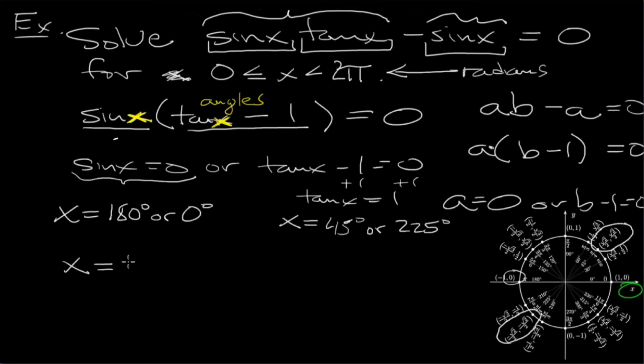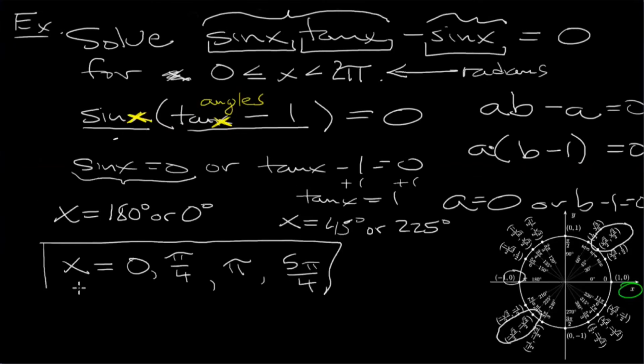0 degrees is the same as 0 radians. 45 degrees is pi over 4 radians. 180 is pi radians. And 225 is 5 pi over 4 radians. And then this would be the correct solution. And then you could check your work by plugging these numbers back in, and you'll find out that it works.